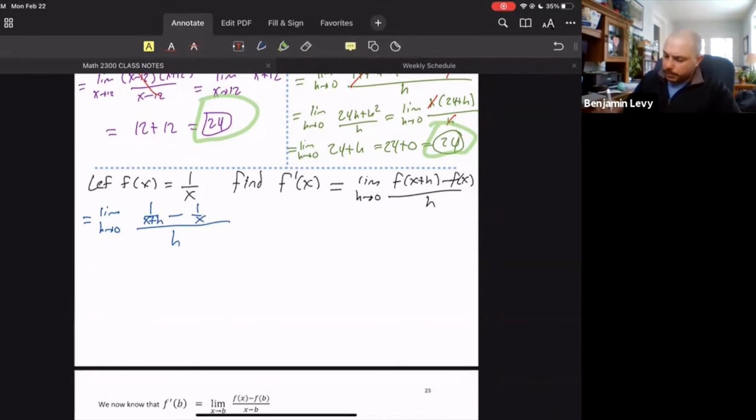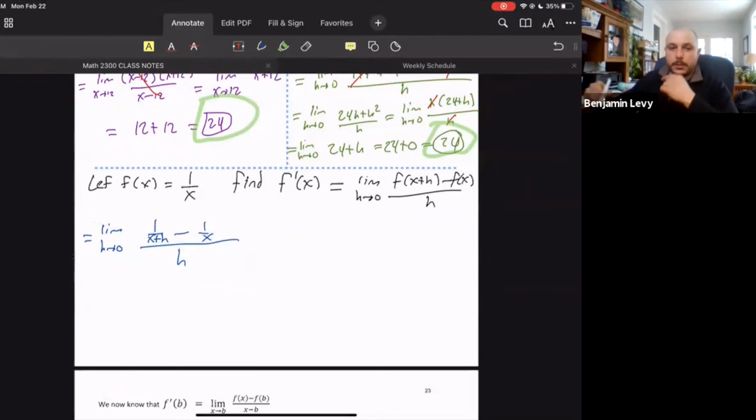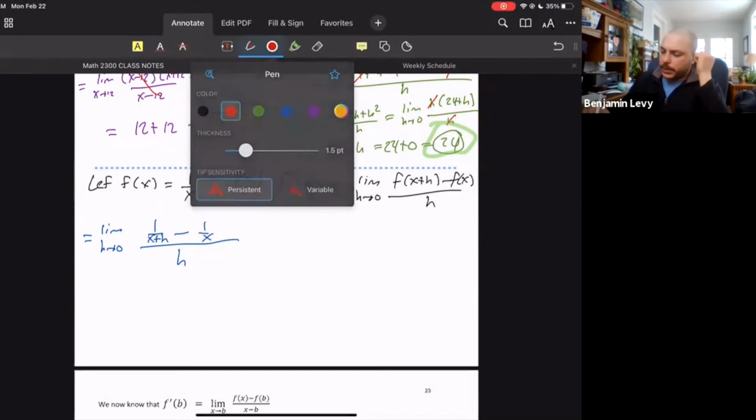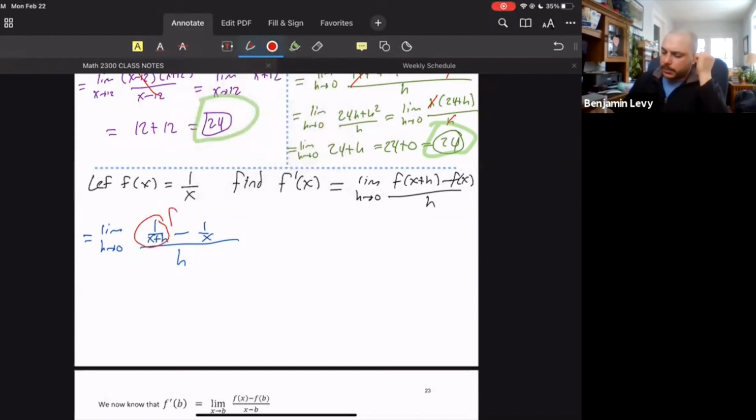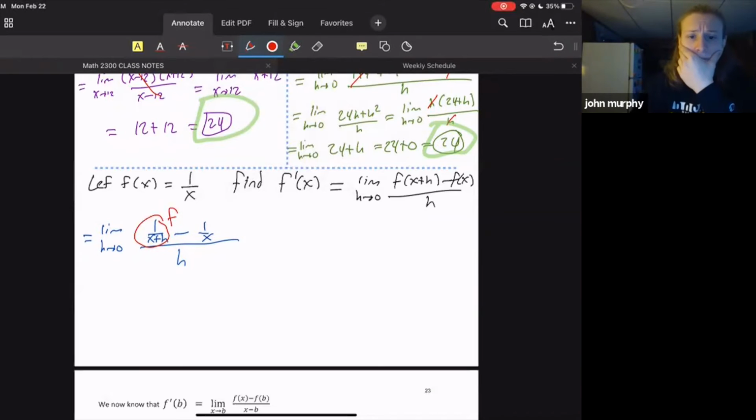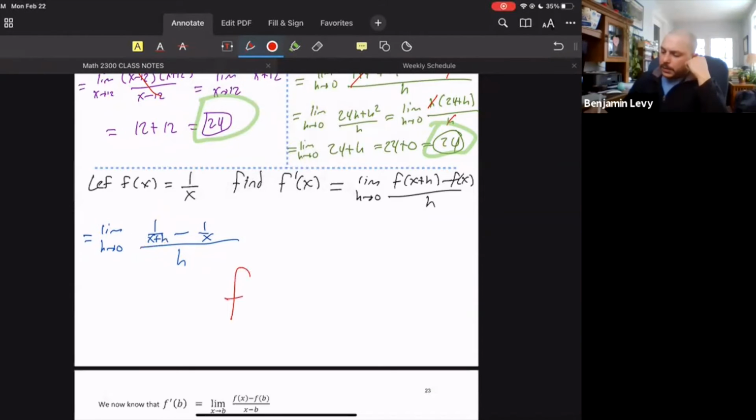What do you think about that? Let me move it out of the way here so we can see it a little better. Okay, I can do details on this part if you want. Does anyone want to see me do this part? This is f of x plus h. Yes, I'd like to see you do that. So let's write down f of x.